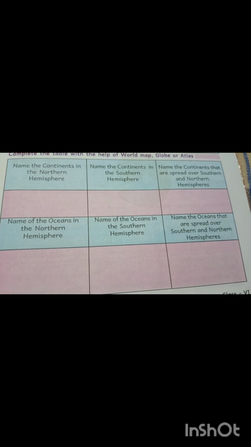Here, some of the important questions given here to observe. In which hemisphere is India located? Which hemisphere has maximum number of continents? In which hemisphere is the continent Antarctica located? With the help of the globe or world map or atlas, we can complete this table here.